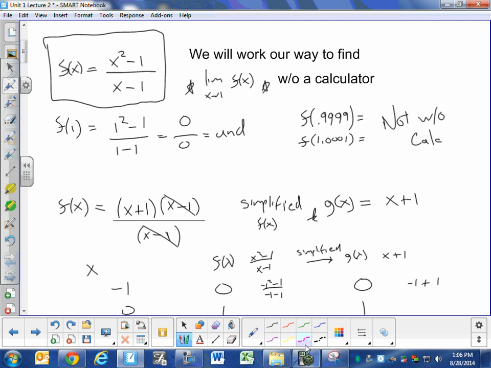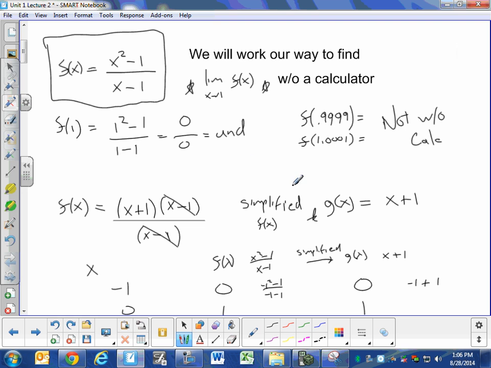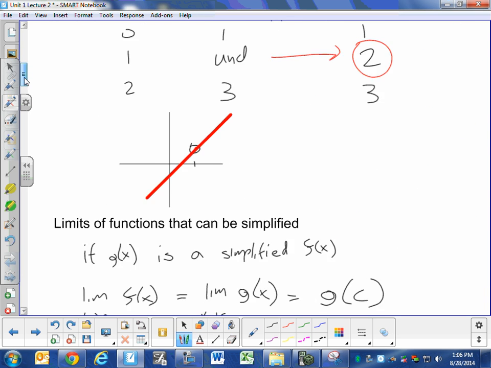So just like I can see in my calculator, I'm approaching 1, 2 on my original function. Well, I can figure that out by simplifying f of x, creating g of x, and then just finding the limit as x approaches 1 of this g of x, plug in 1, I get 2. Does that make sense? Okay, that's what we're going to be doing.